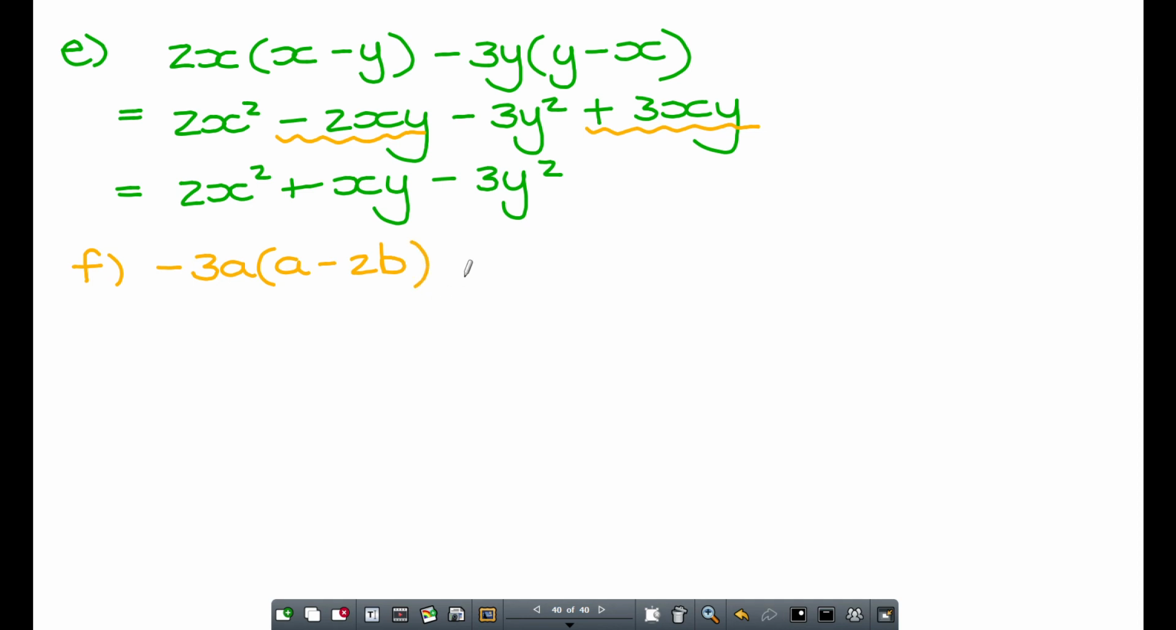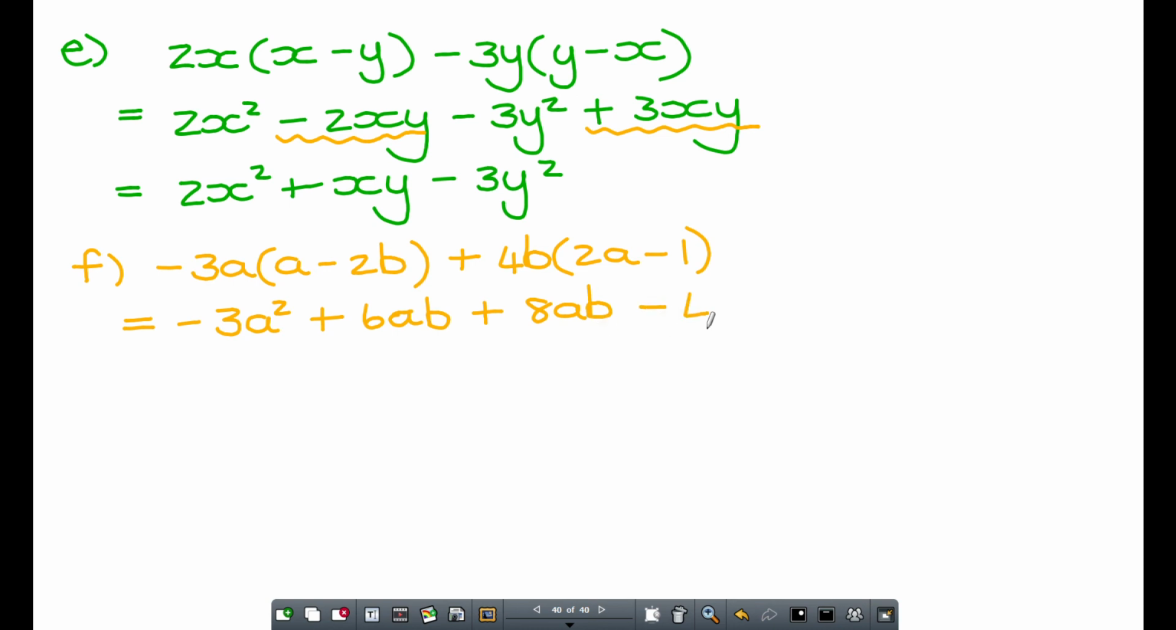Okay, then f. Right, again we multiply in, so minus 3a squared. Minus 3a times minus 2b will give me positive 6ab. And then 4b must be multiplied in with everything inside the bracket. 4b times 2a will give me positive 8ab. And 4b times minus 1 will give me minus 4b.